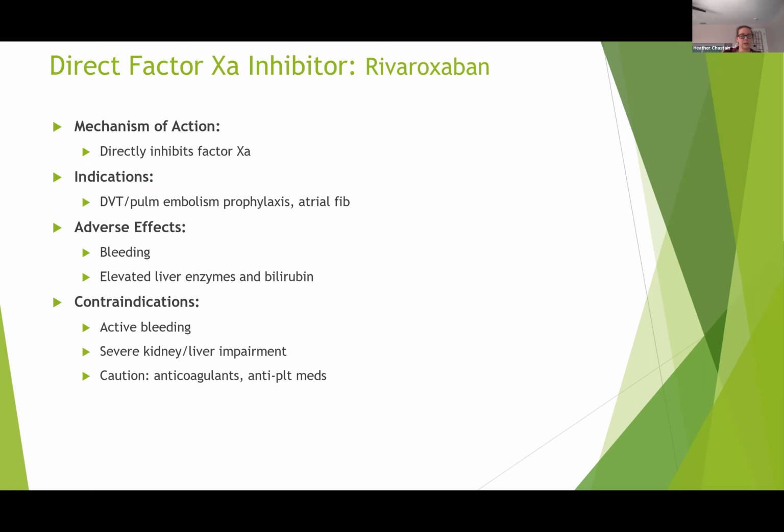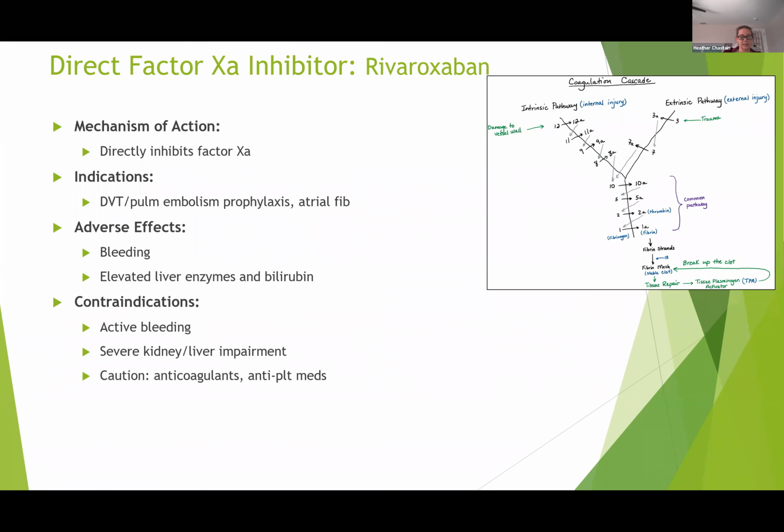Rivaroxaban is our prototype here. So mechanism of action, it directly inhibits factor 10A. So remember this, okay? So we're affecting this one right here. And so if we're inhibiting factor 10A, then that's going to slow coagulation. So indications, it's for DVTs, pulmonary embolus prophylaxis, and atrial fib.